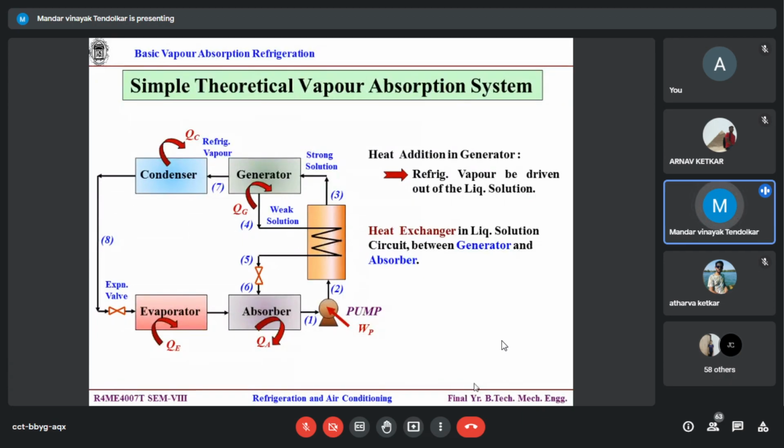So with this what I achieved, QG reduced. Correct? Weak solution temperature is higher. Strong solution temperature is lower. Going in between, there is heat transfer, so that the QG to be supplied is reduced. And that is what I want. Inlet minimum, outlet maximum. Correct?